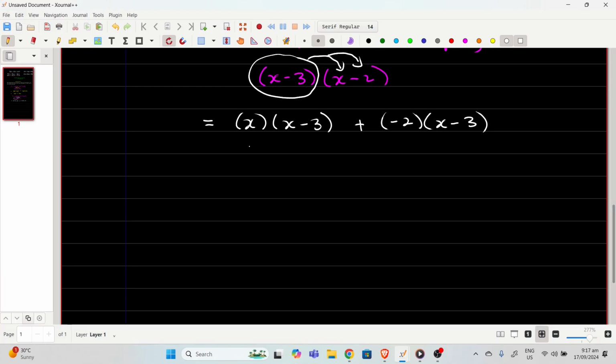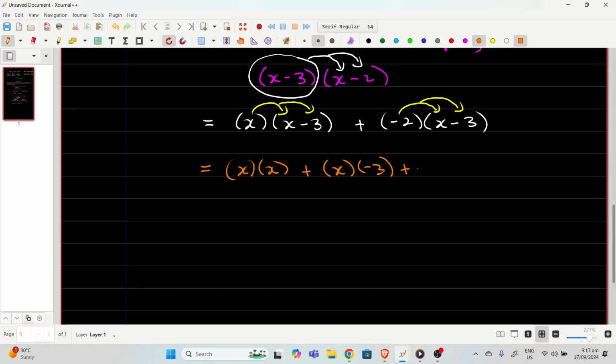Then we expand and we again use the distributive law. So we're taking the x and multiplying it here, we're taking the x and multiplying it here, we're taking the negative 2 and multiplying it here, and then the negative 2 and multiplying it here. So we're going to end up with something that looks like this. We're going to have x multiplying with x term plus, we're going to have the x multiplying with the negative 3.